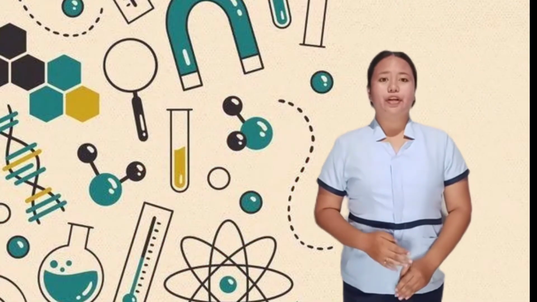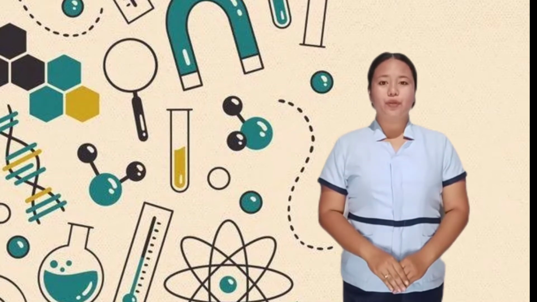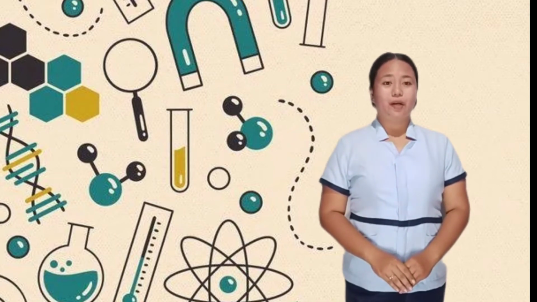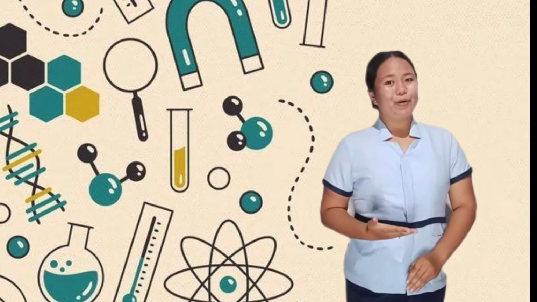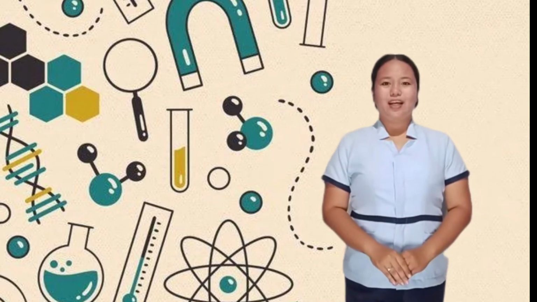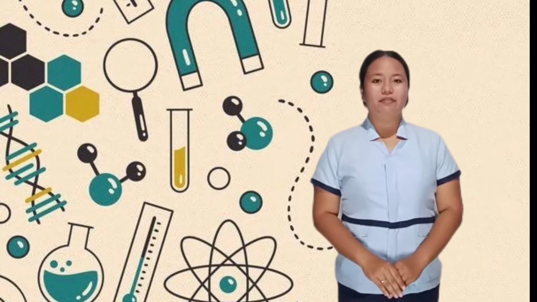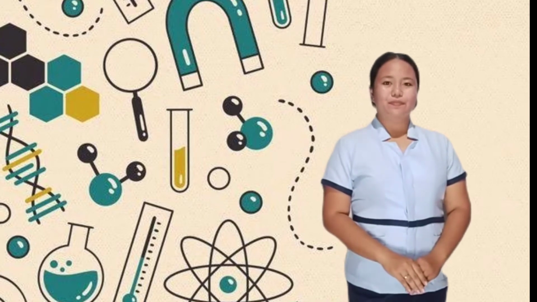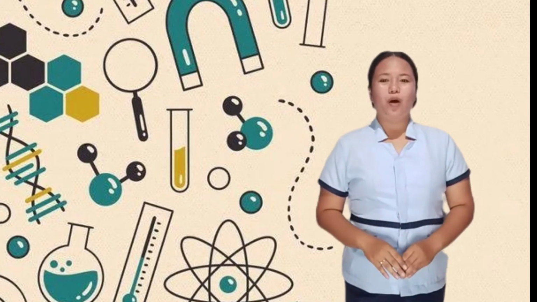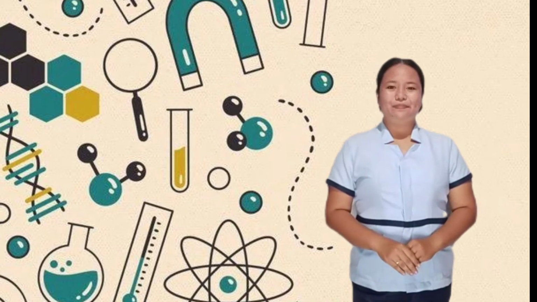Have you ever wondered how the nutrients from the food we eat reach the different parts of our body? Our body receives nutrients and substances it needs via the circulatory system. So let's discuss now what the circulatory system is.